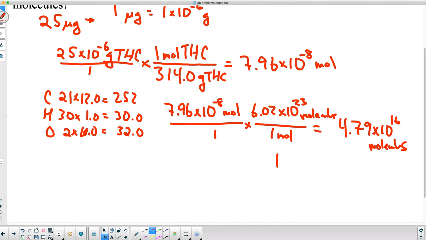This conversion right here is kind of a new one for us, one that we don't do very often because we don't use it very often. But they may ask you for a calculation to the number of atoms and number of molecules. So it's always good to know that 1 mole equals 6.02 times 10 to the 23rd.